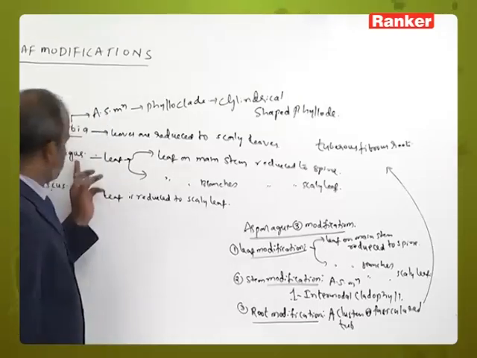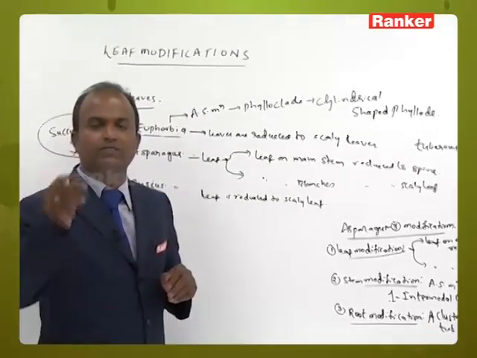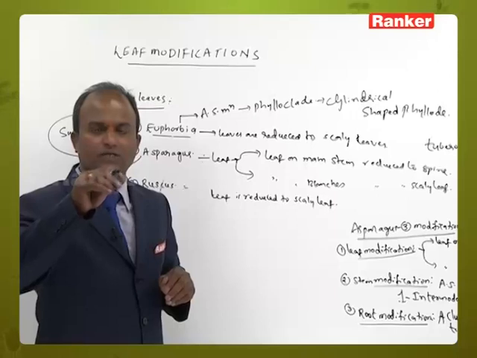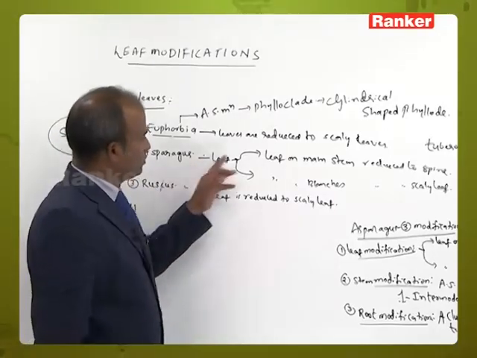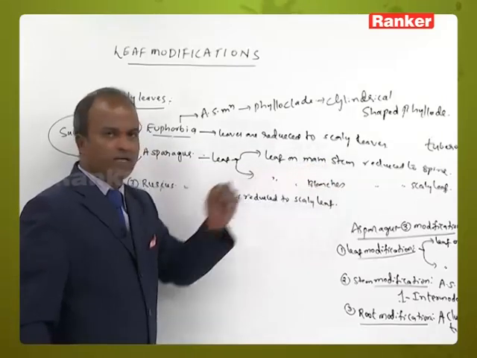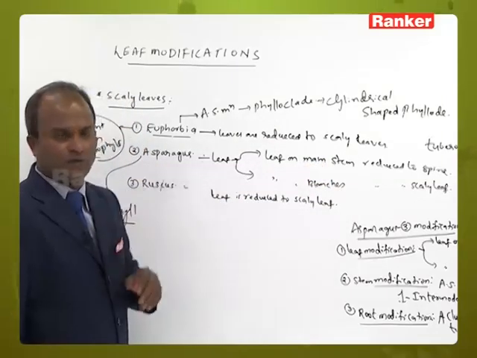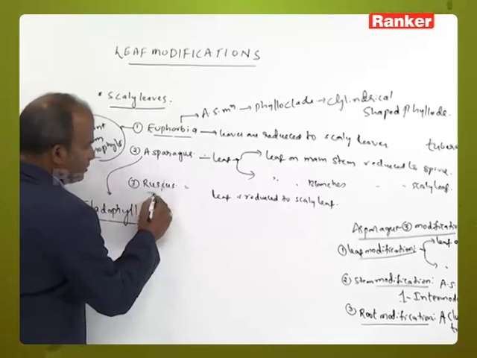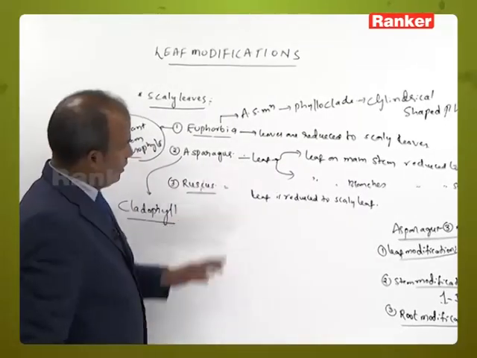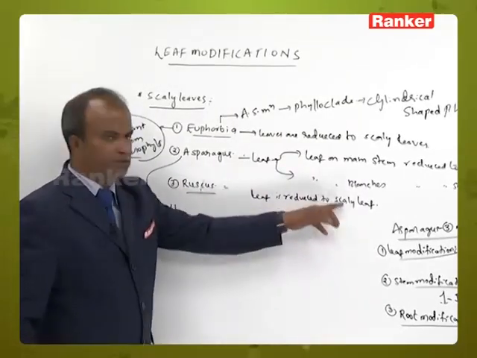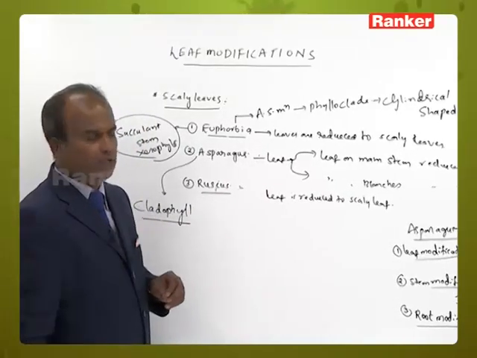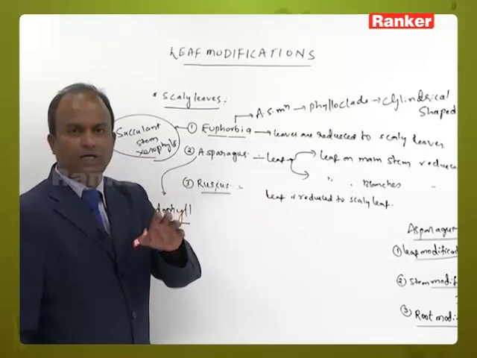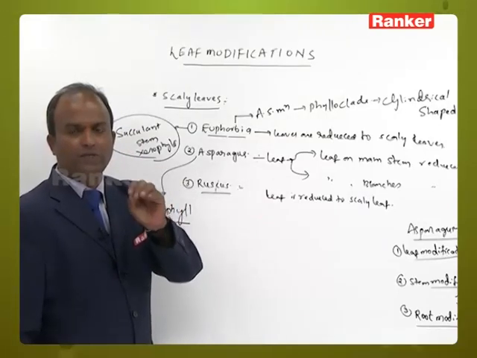And what happens in asparagus? In order to reduce the rate of transpiration, as it belongs to one of the xerophytes, the leaves are reduced to spine as well as scaly leaf. And what is another example? Ruscus. In ruscus, leaves are reduced to scaly leaf in order to reduce the rate of transpiration.